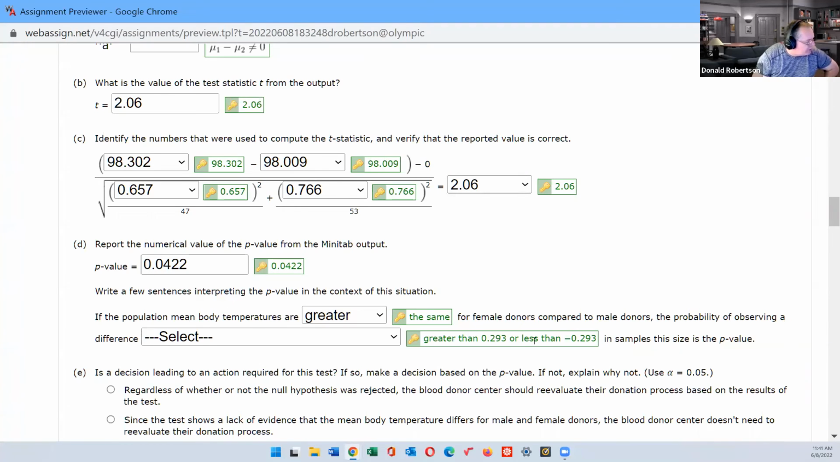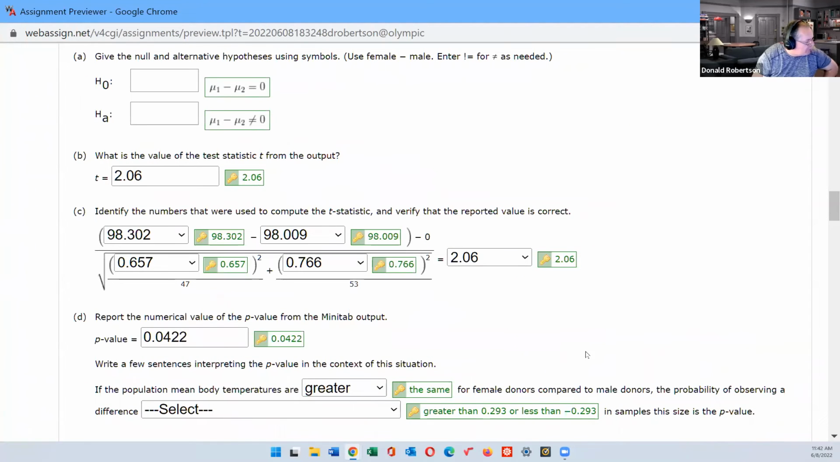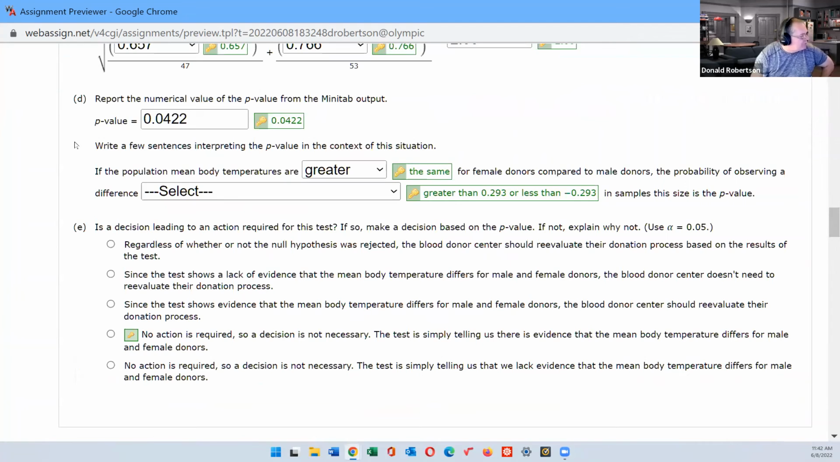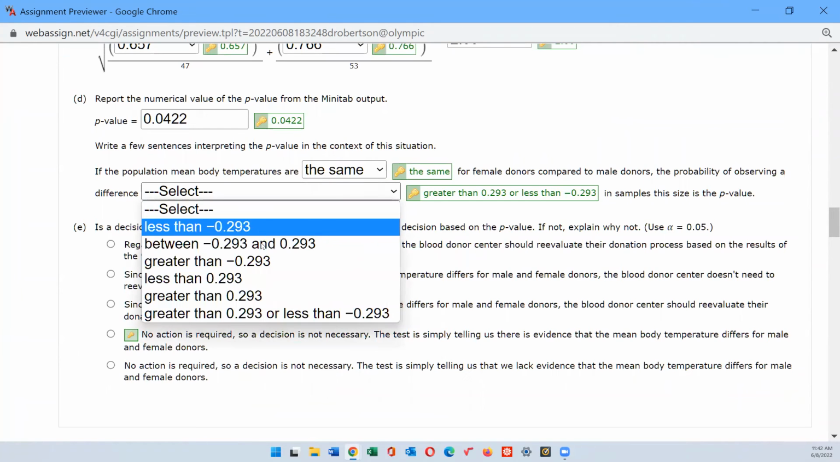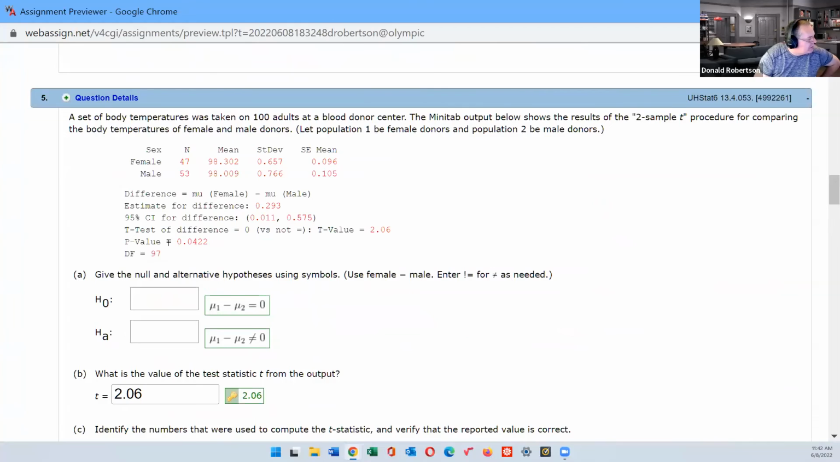So they are saying the 0.293, and the 0.293 is from here. Okay. So if the population mean body temperatures are greater, so they're saying the same for female donors compared to the public observing a different. How did you find the p-value? The p-value was up here. Oh, okay, there.